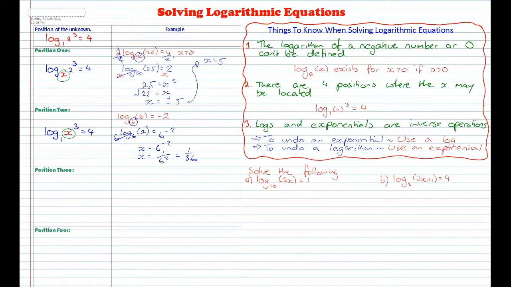So now what I want you to do is press pause and attempt the following questions. That is for A, log base 10 of 2x is equal to 1, and for part B, solve log base 2 of 3x plus 1 is equal to 4. Remember when you're done to press play so you can check your answers against mine.